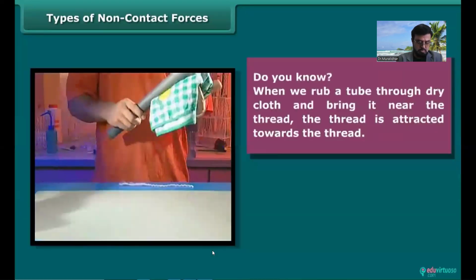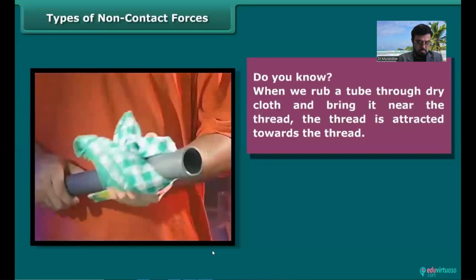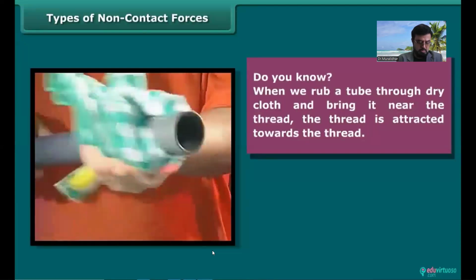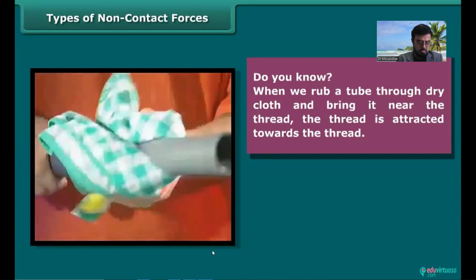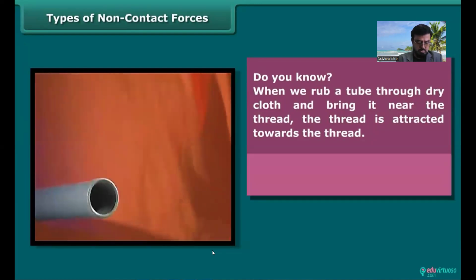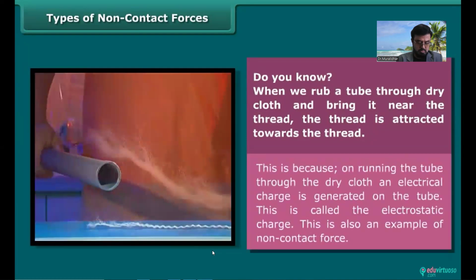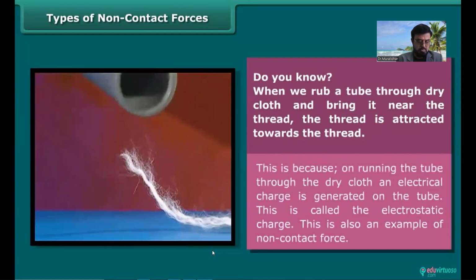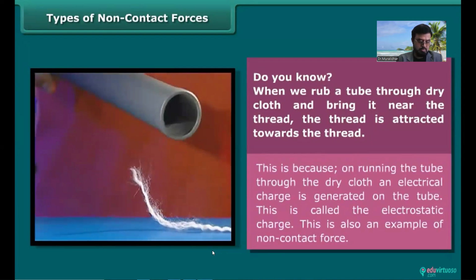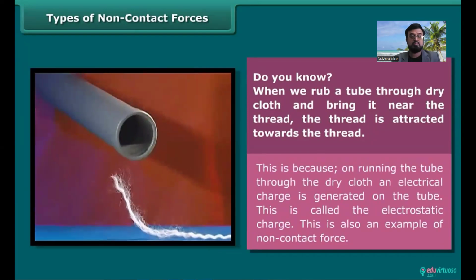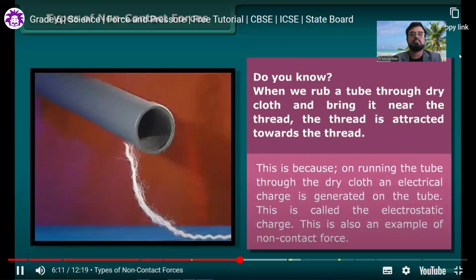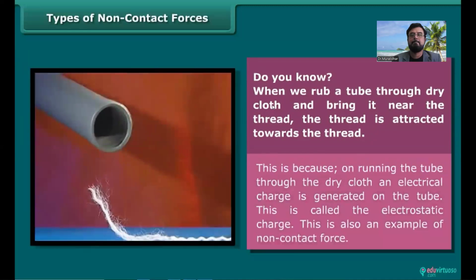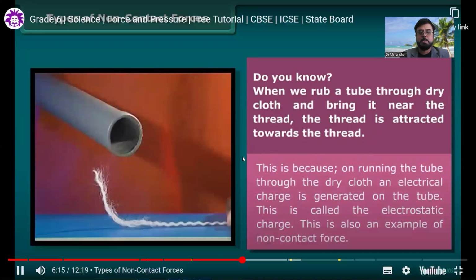Do you know, when we rub a tube with dry cloth and bring it near a thread, the thread is attracted towards the tube? This is because on rubbing the tube with the dry cloth, an electrical charge is generated on the tube. This is called the electrostatic charge. This is also an example of non-contact force.